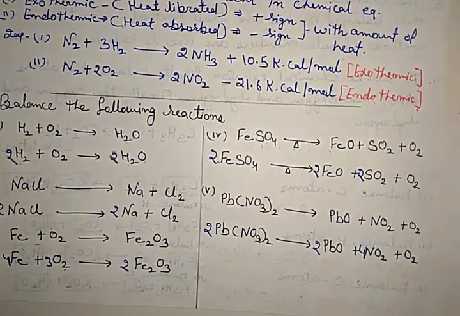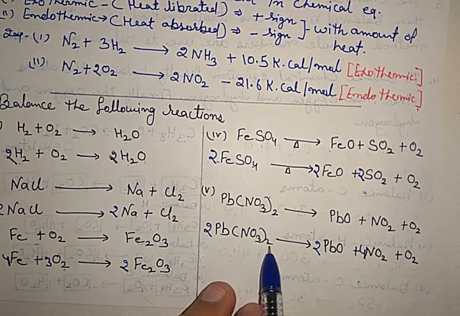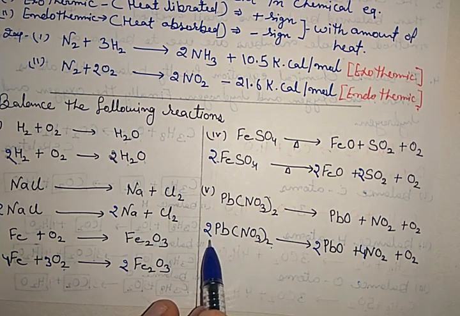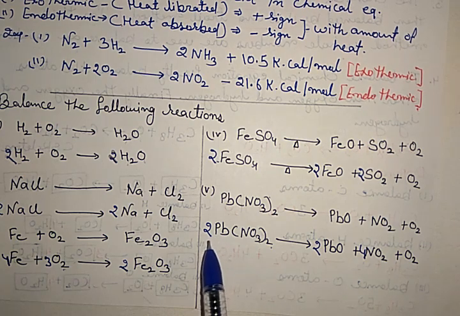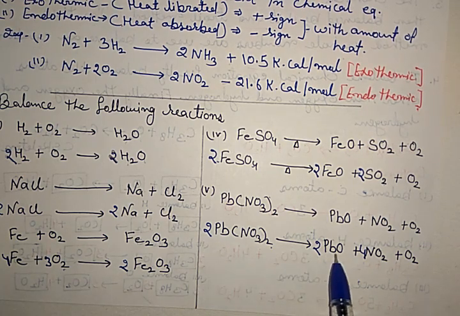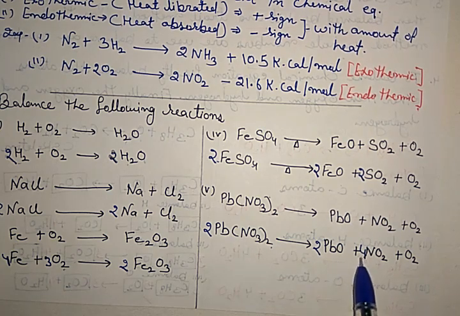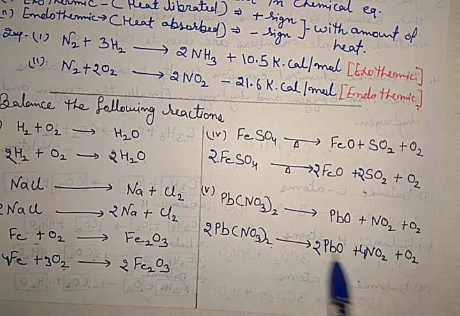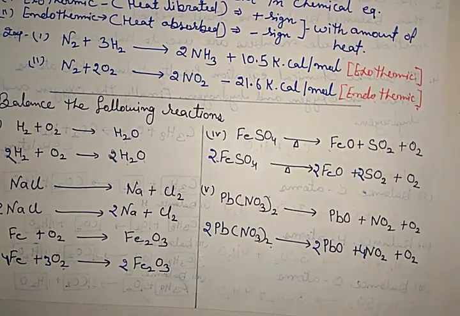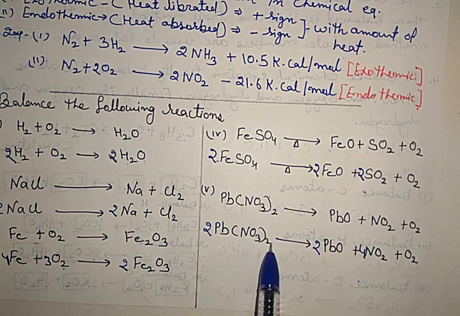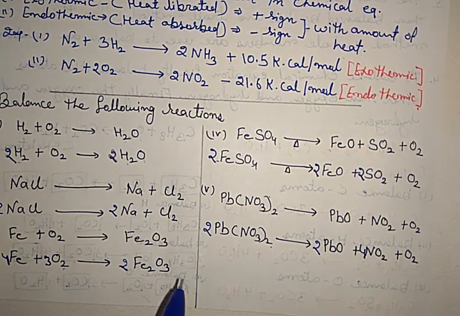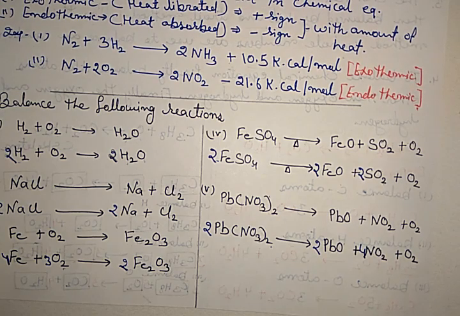4. Now how many oxygen? 3 into 2 is 6, 6 into 2 is 12. Total oxygen is 12. Let me find out here. 2, 4 into 2 is 8, 8 and 2 is 10, and 2 is 12. Here 3 into 2 is 6, and 6 into 2 is 12. So that is also balanced. I am again repeating, it is a hit and trial method, so there is no fixed rule, it depends on you.